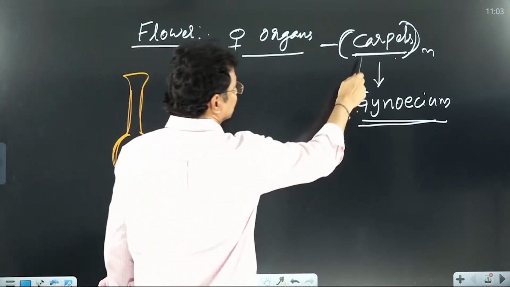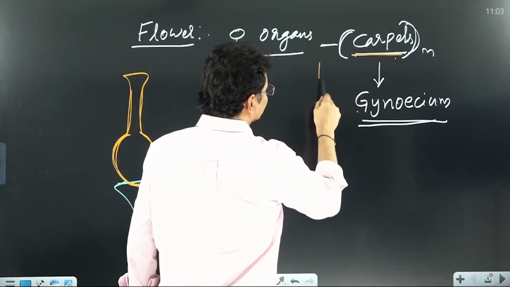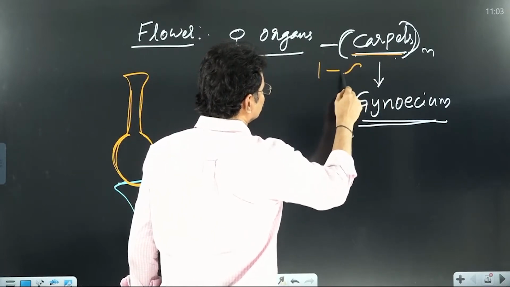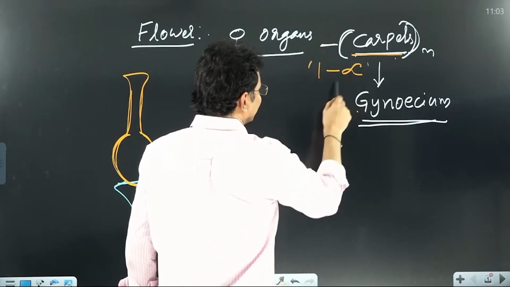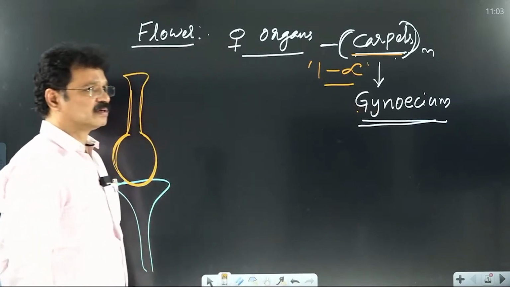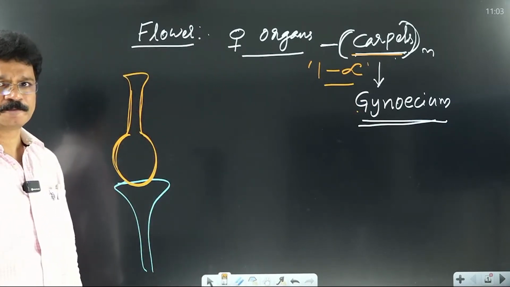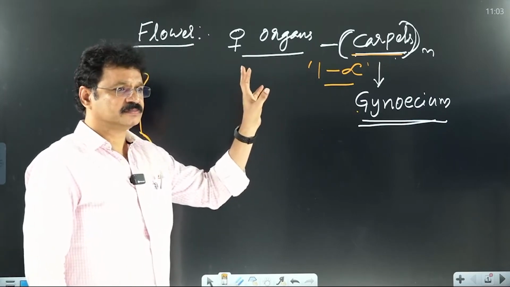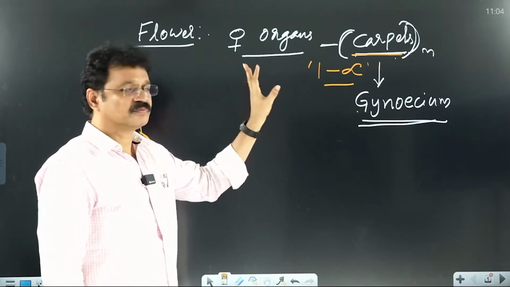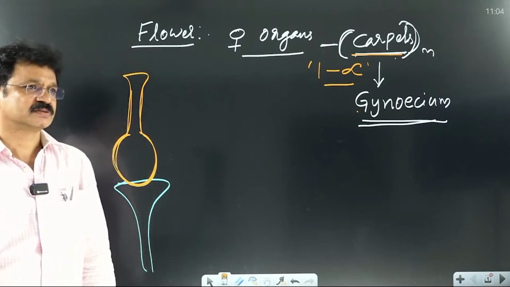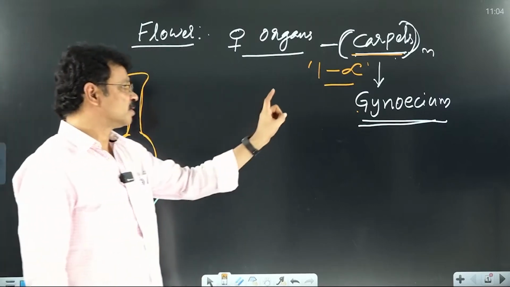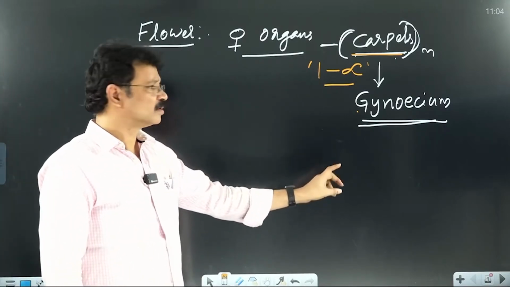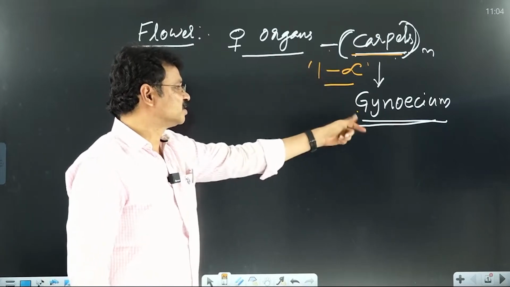The gynoecium consists of carpels. The number of carpels in each gynoecium is 1 to many. The number may vary from plant to plant or species to species. The number of stamens in the androecium is also different from flower to flower or species to species. The number of stamens in the androecium is variable, and the number of carpels in the gynoecium is also variable.